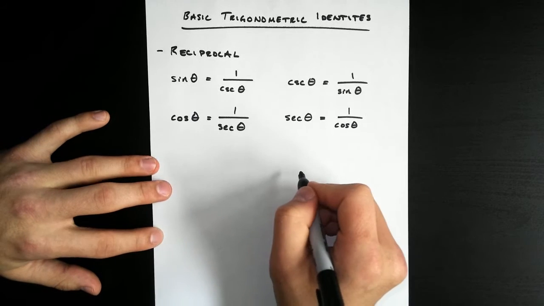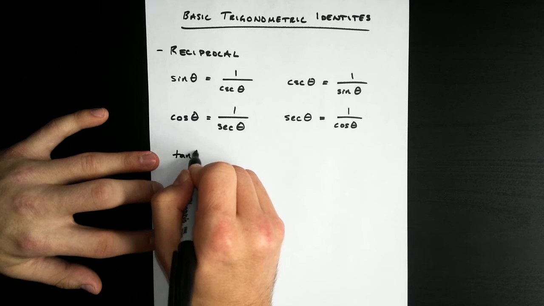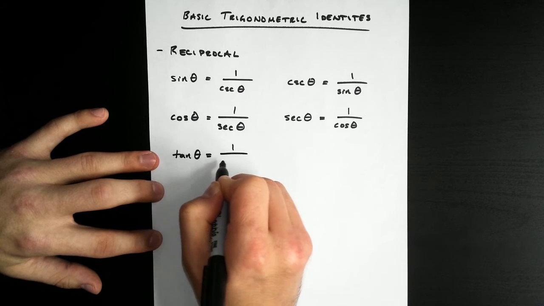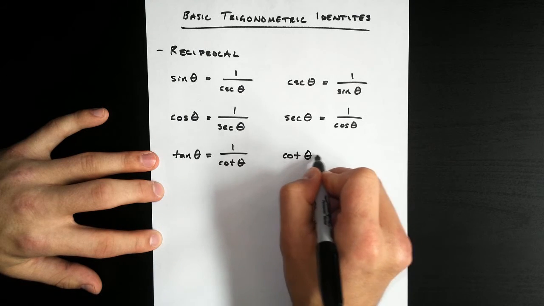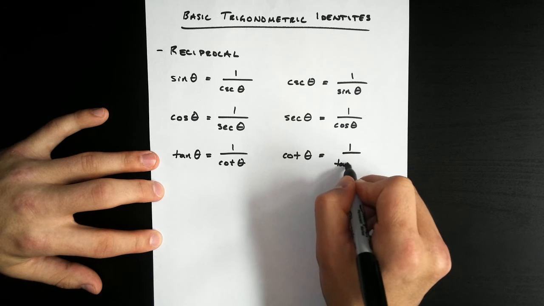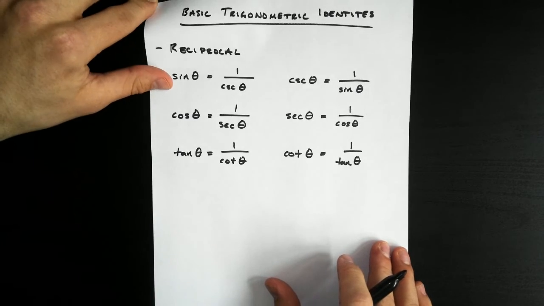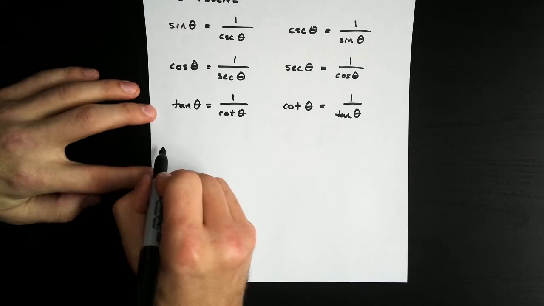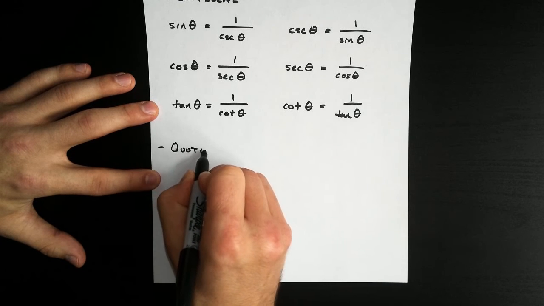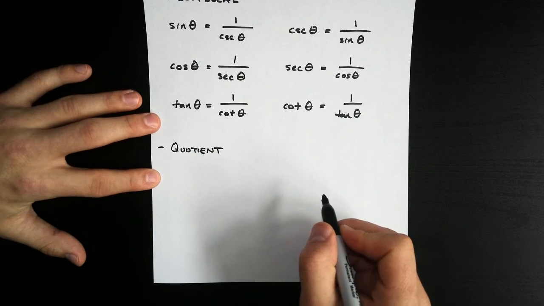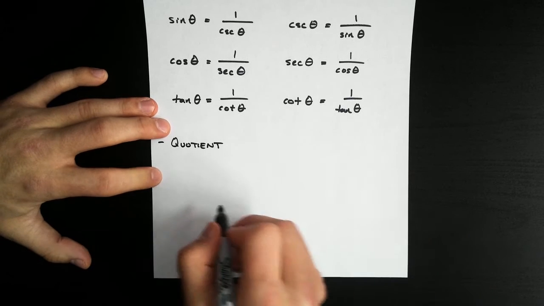And then the last one, we know that tangent and cotangent are reciprocals of each other. So the tangent of theta is equal to 1 over the cotangent. And the cotangent is equal to 1 over the tangent. So each of those just comes from the way that we define our different trig functions. Furthermore, another very basic one is the quotient identities. And again, this just comes from the way that we define tangent and then related to that cotangent.